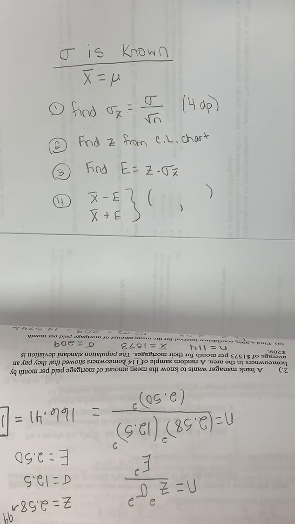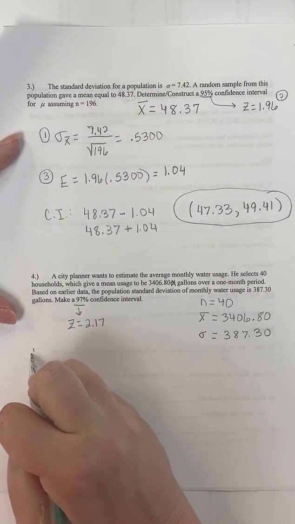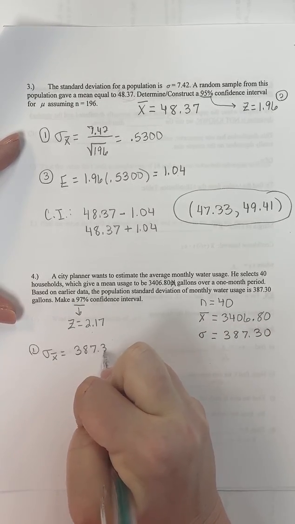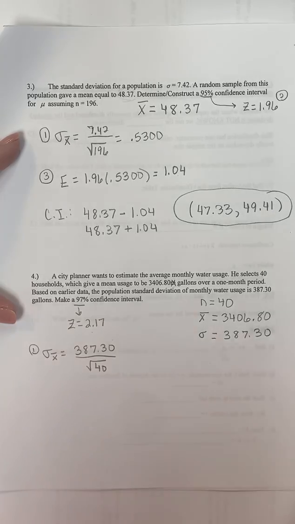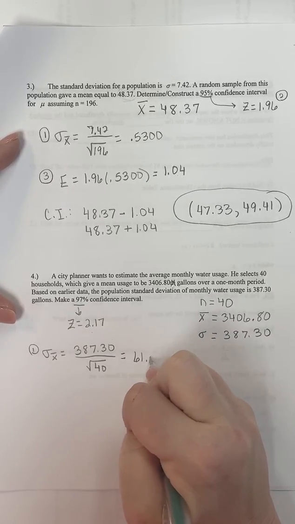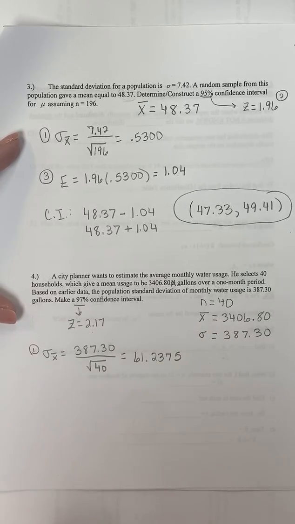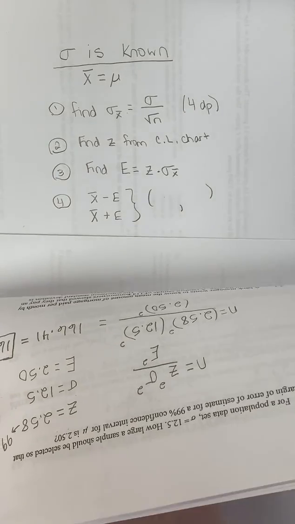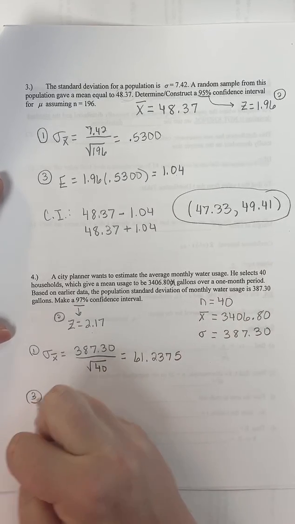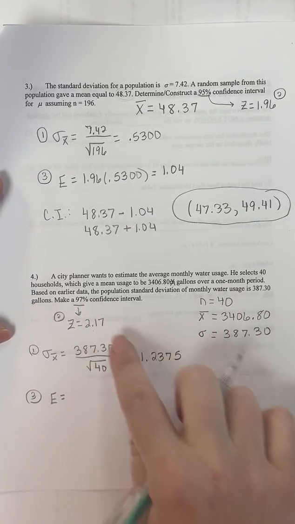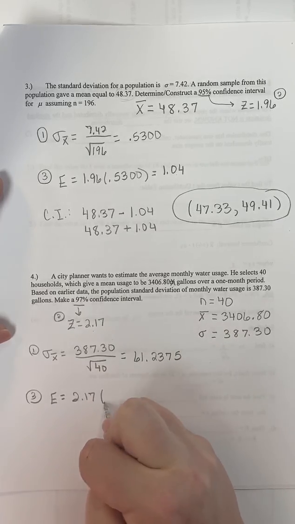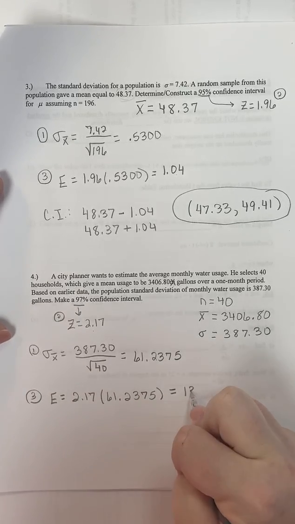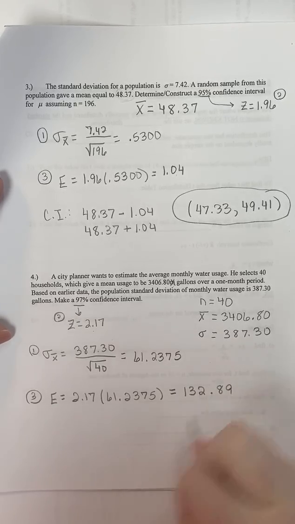Okay, sigma is known. Step 1, find sigma of x bar. Okay, sigma of x bar, we're going to take sigma, we're going to divide it by the square root of n, and we're going to go out 4 decimal places. Okay, step 2, find our z. I always do that first. I don't know why. I guess because it's easy. Okay, step 3. We need the margin of error. We're going to multiply these two guys together. We're going to take 2.17 times 61.2375. We're going to get a margin of error of 132.89.